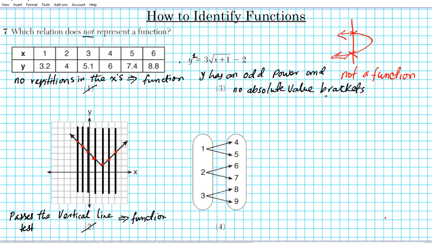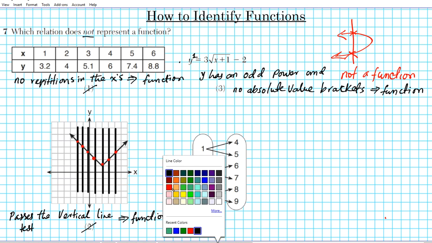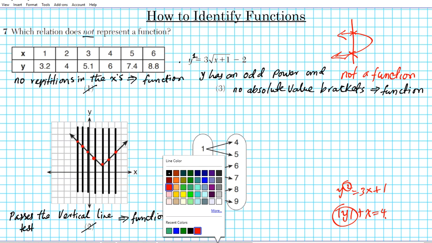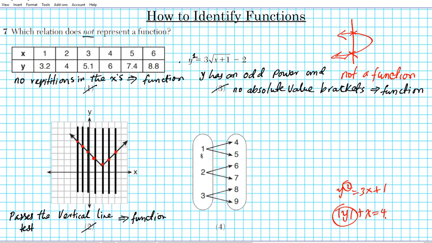So you have an odd power, no absolute value brackets. What does that tell us? That tells us that your equation represents that of a function. Remember, we're focusing just on the output here, just the y. Alright, so let me give you an example of something that's not a function. If you have something like this, y squared is equal to 3x plus 1, this is not a function because you have an even power. Or if you have absolute value of y plus x equals 4, this is not a function because you have absolute value brackets around the y. Okay, this is not what we want. We want something that is not a function.